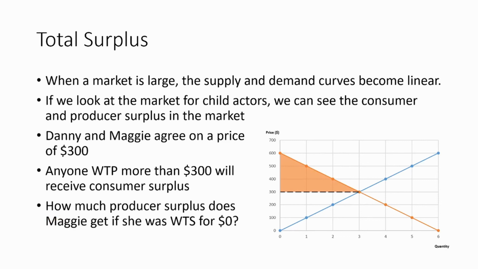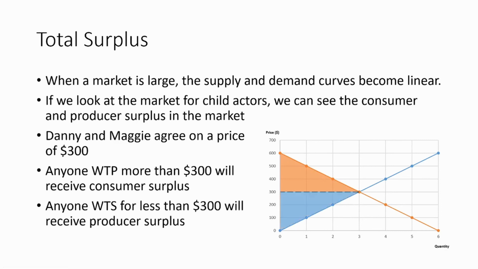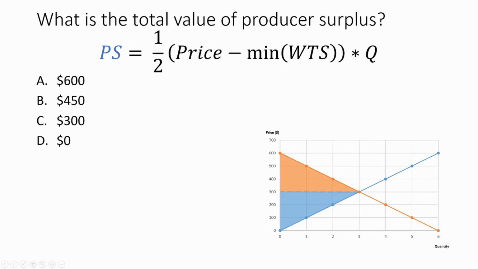How much producer surplus does Maggie get if she was willing to sell for $0? Well, Maggie's willing to sell for $0 right here, and she sold for $300, so her producer surplus would be $300. Anyone willing to sell for less than $300 is going to receive producer surplus, and we can see that in this blue triangle right here is our total producer surplus. So what is the total value of producer surplus in this market? Remember, producer surplus is 1/2 price minus the minimum willingness to sell times quantity, right? So we're just getting the area of this blue triangle. So you can pause this video if you would like to solve it yourself and check your answer.